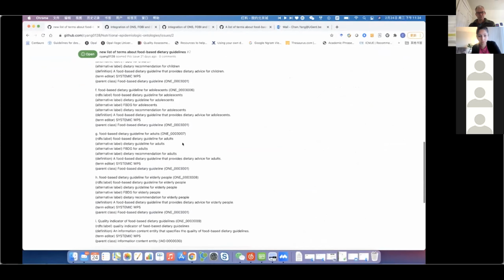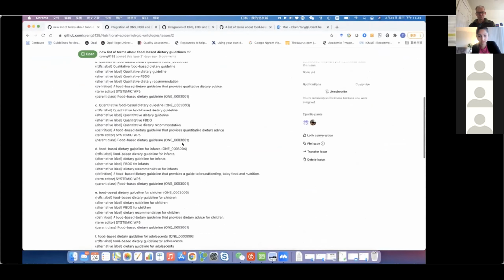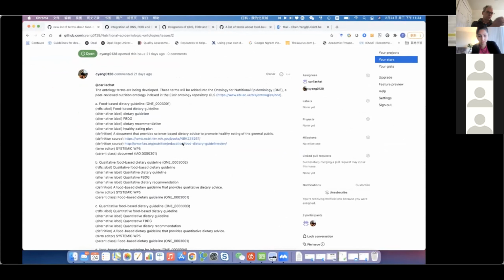I have to say this is just the first draft of the terms, and we are also going to have several discussions in the project. There are about 40 different researchers from different organizations currently contributing to the project. So after several discussions, we would finally select a list of terms and include those list of terms into the ONE, the Ontology for Nutritional Epidemiology. So this is actually one of the very big updates of the ONE.